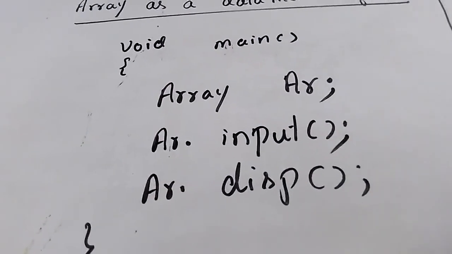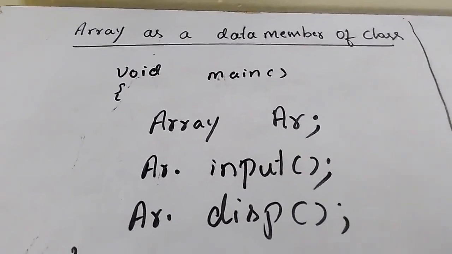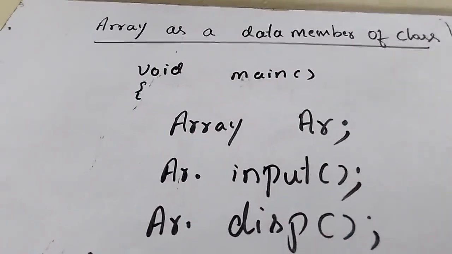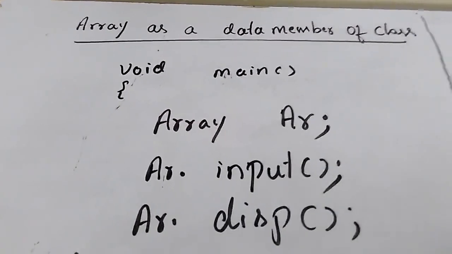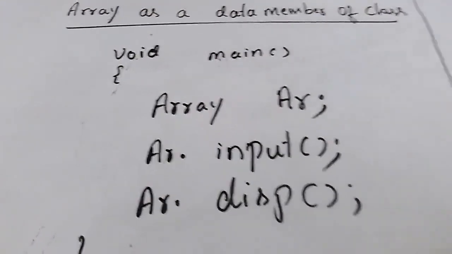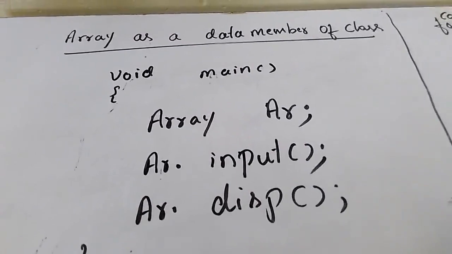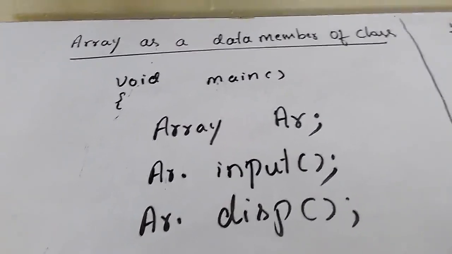Understood? So what is the explanation? After writing the program, you can give a one line explanation here. In the above program, int a of 10 is an array. It has been taken as a data member in the class. To read and display these array elements, we need for loop. That's why we have written it in the 2 functions, that is input function and display function.